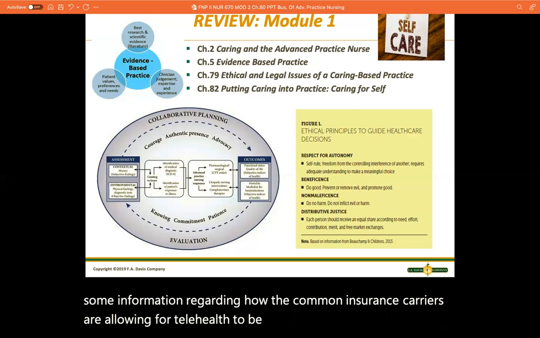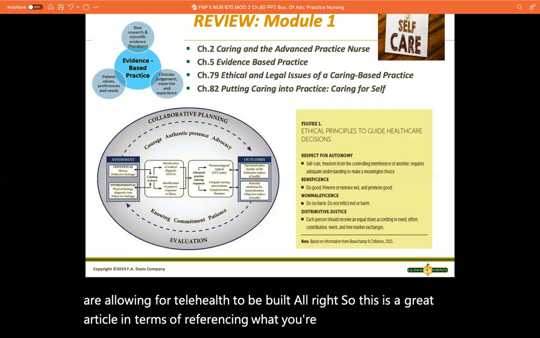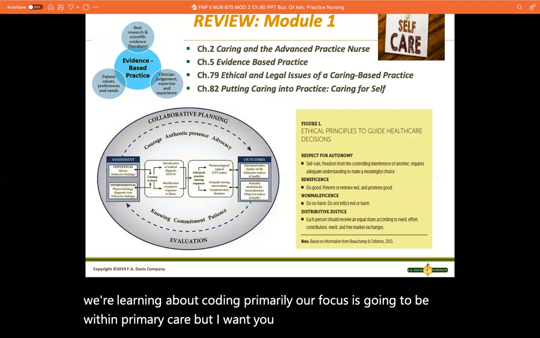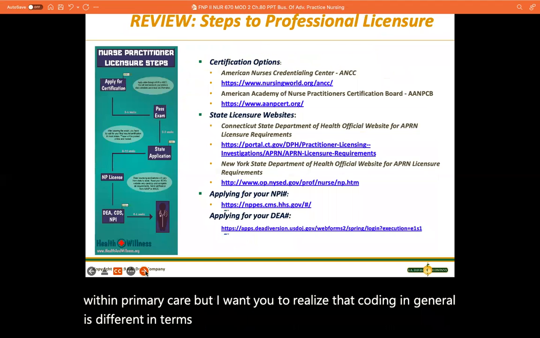All right, so this is a great article in terms of referencing what you're learning today, because we're learning about coding. Primarily, our focus is going to be within primary care, but I want you to realize that coding in general is different in terms of different settings.